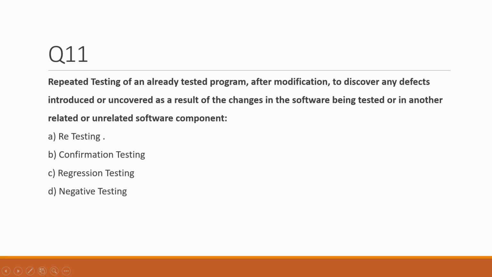Question 11 is: repeating testing of an already tested program after modification to discover any defects introduced. Is it retesting, confirmation testing, regression testing, or negative testing?